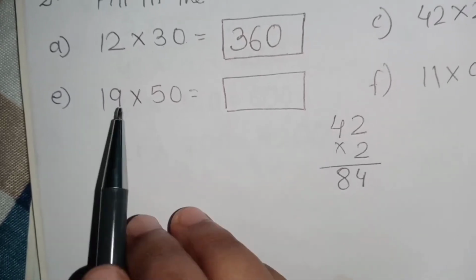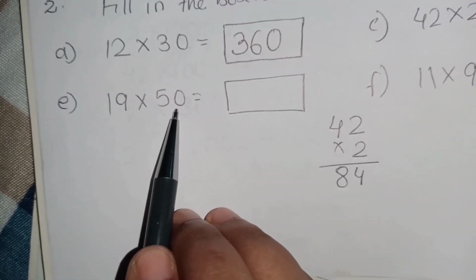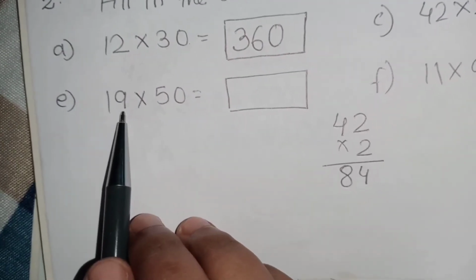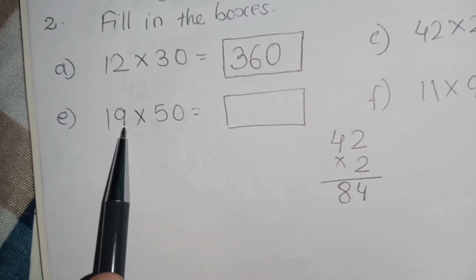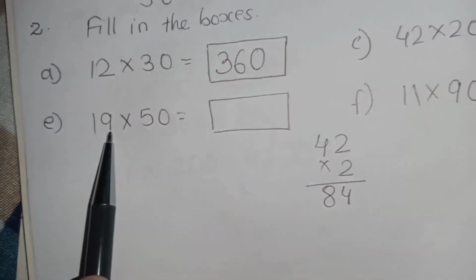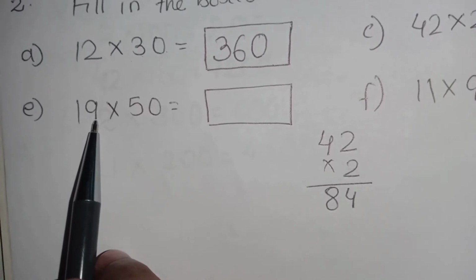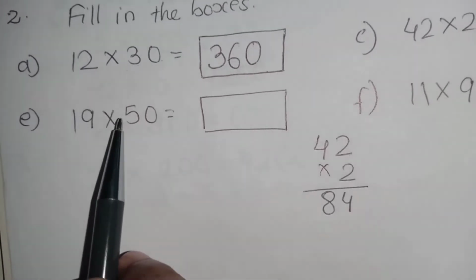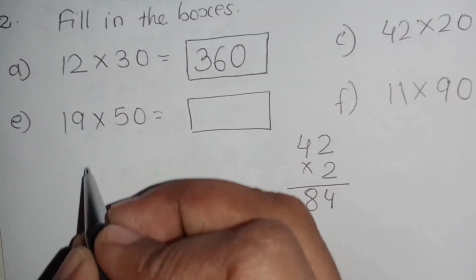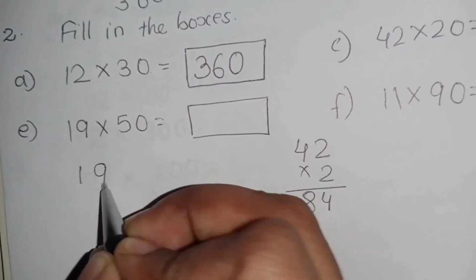Now E, 19 into 50. Many of you, I think, don't know the 19 table. Some of you know up to the 20 tables. So those who don't know the tables, learn at home. For those who don't know the 19 table, how will you do it? You will do it in this way, by multiplication.